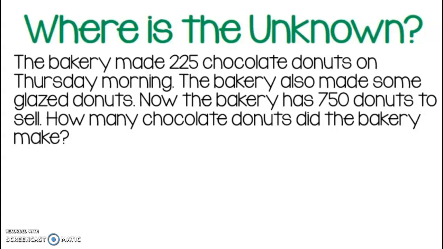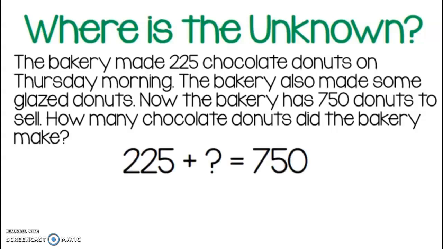Did you write 225 plus question mark equals 750? Once again, the unknown is in the middle of our equation, which is the change unknown position. What is happening in this word problem to cause a change? In this problem, the bakery made some glazed donuts. Do we know how many glazed donuts? No, we don't. How could we find out the unknown number?